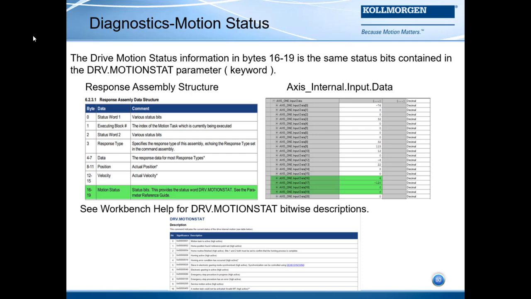It is up to the programmer to copy this data from the axis_internal.input.data of the structure to the ladder and to parse this data in their PLC code. Or, as an alternative, use the AKD motion status add-on instruction. This differs from the previous slides in that the drv.motionstat is not a subgroup of the axis internal structure as the status, position, and velocity feedback were.